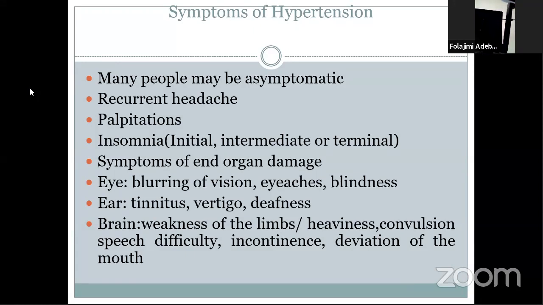An individual may have difficulty either with initiating sleep or waking up from sleep on time. Of course, there are other symptoms that could be due to end organ damage as a result of hypertension. People could have blurring of vision, eye aches. In fact, if it's not well controlled, it could.